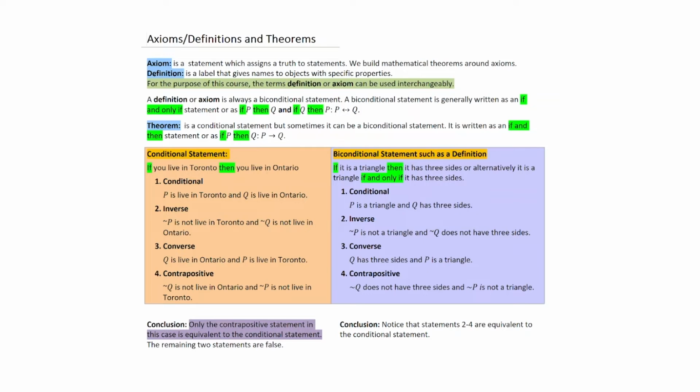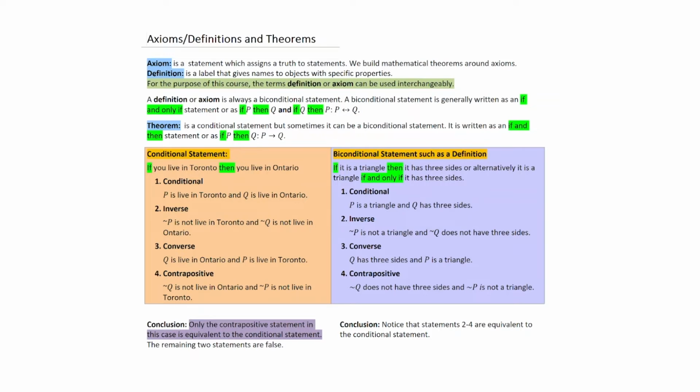Now, if it's a biconditional theorem, then of course the situation is quite different. And of course the definition and axiom would be biconditional by definition. So let's take that as an example. If it is a triangle, then it has three sides, or alternatively, it is a triangle if and only if it has three sides, if to be absolutely rigorous, given that a biconditional statement is an if and only if. But quite often they don't even do that. They'll just say if and then. So just keep that in mind.